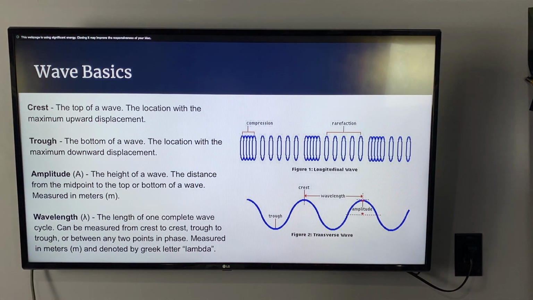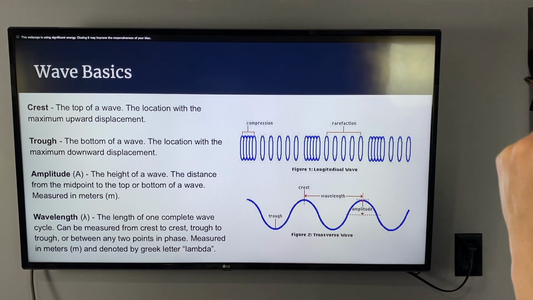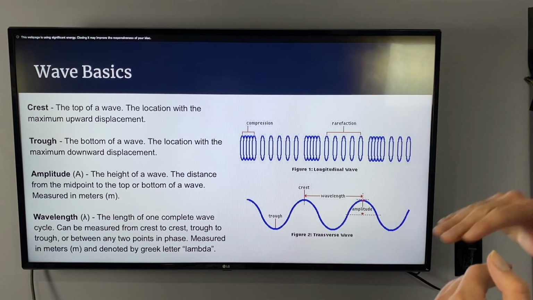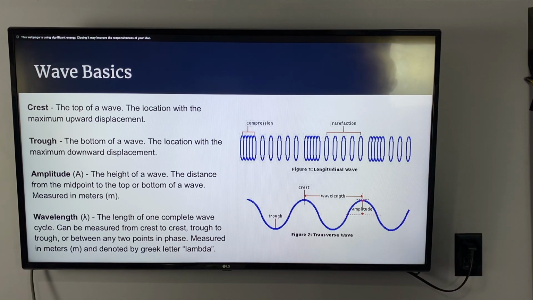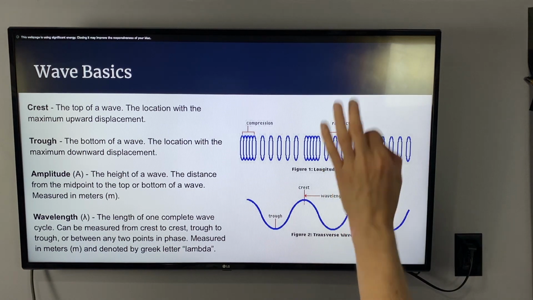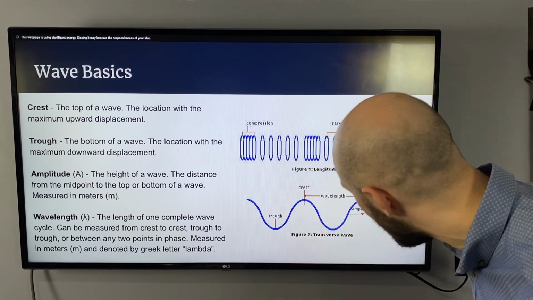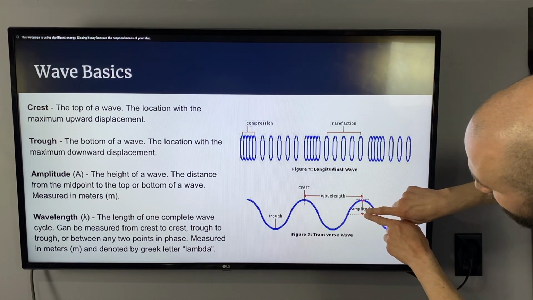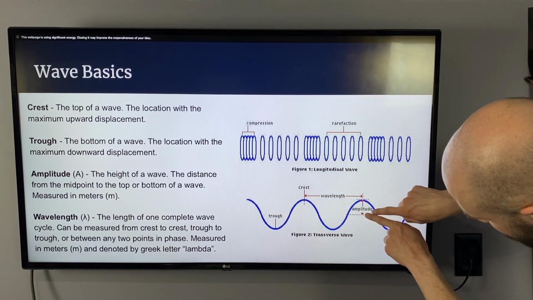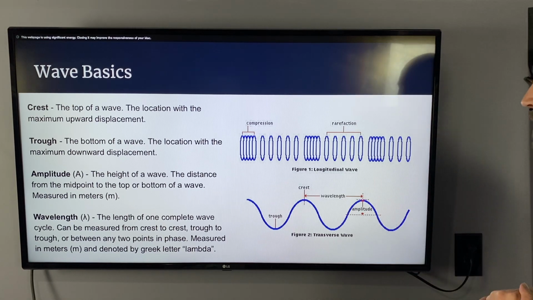Okay, the amplitude is the height of the wave. The distance from the midpoint to either the top or the bottom of the wave, and that's measured in meters. The difference between crest and amplitude is, with the crest, we're looking at the location where it's the highest, and the amplitude is literally the distance between this midpoint and the very top of the wave.